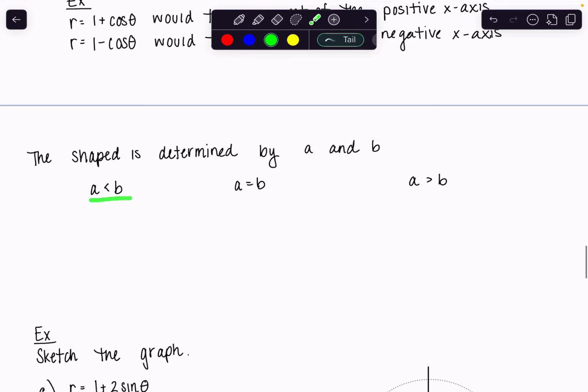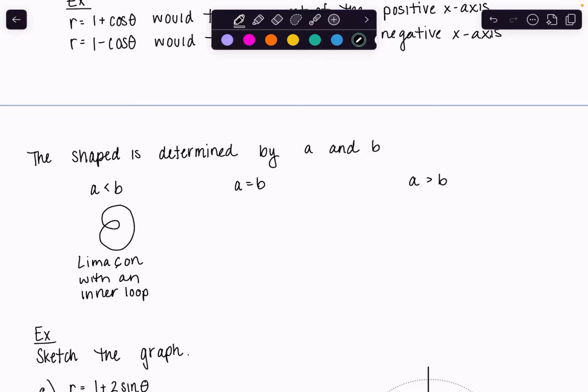The first is if the value of a is smaller than b, you're going to end up with the only shape that has an inner circle. So I'll show you how you can distinguish that you're in this case. So your graph is going to look something like this. This is called a limacon with an inner loop. If the two values are equal, this is the only one that's going to have a sharp point. And it kind of looks like a tomato with the point on the inside, but it also has like a heart shape. These are called cardioids.